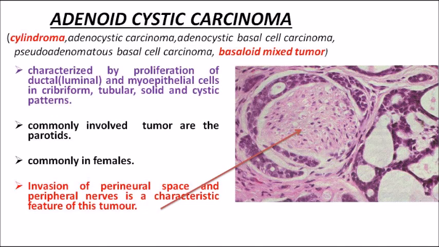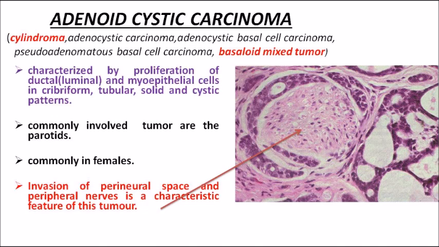Adenoid cystic carcinoma is also called cylindroma or basaloid mixed tumor. Why is it important for MCQ? Because this is the salivary gland tumor which shows perineural invasion. Mostly if you are asked, the tumor with a characteristic neural invasion is seen in case of adenoid cystic carcinoma. So that is a picture of the nerve.